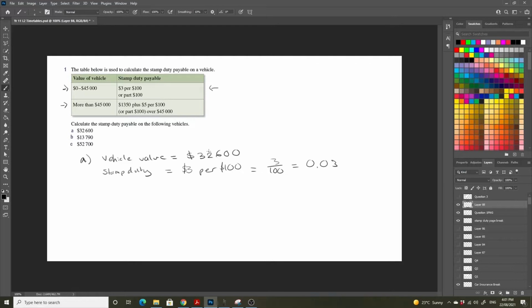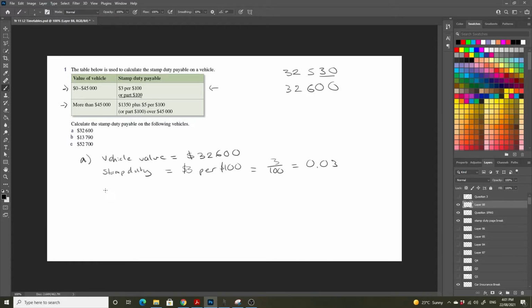So if this was $32,530, we would still round it up to $32,600, because we need to round it up in units of 100, and so we pay $3 per part of $100, no matter what that part is, whether it's $30, $20, 10, 5, whatever. We've got this number here that's divisible by 100, so we don't need to round it, and we've got stamp duty, which we've expressed as a decimal.